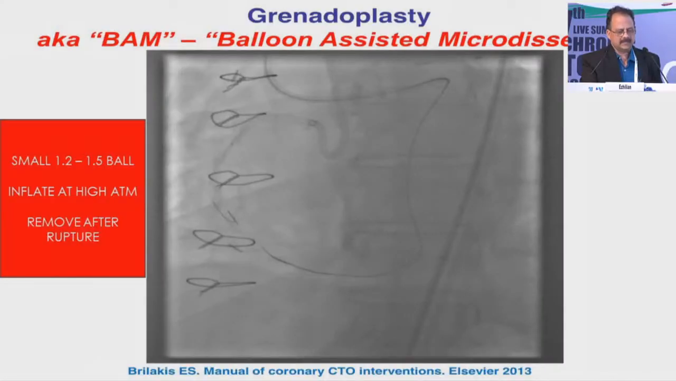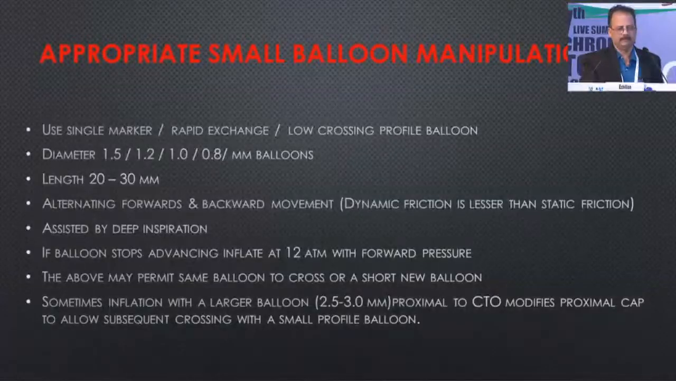In granuloplasty, one takes a smaller balloon of 1.2 to 1.5 size, passes it over the wire, pushes it into the lesion as far as possible, then inflates at high atmospheres and removes the balloon after it bursts. It has the advantage that subsequently you can take a new balloon and pass it across, but at times this method can cause dissection, can cause perforation, and sometimes even pulling out the balloon might be difficult.